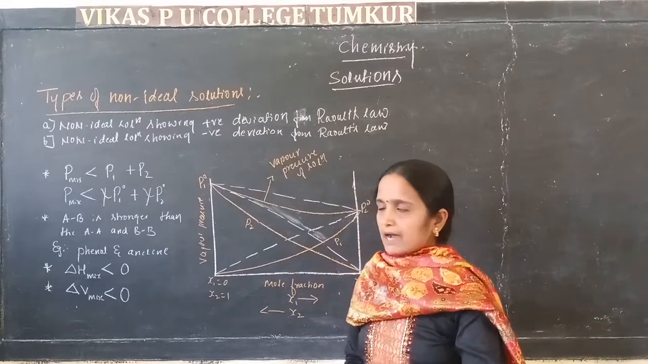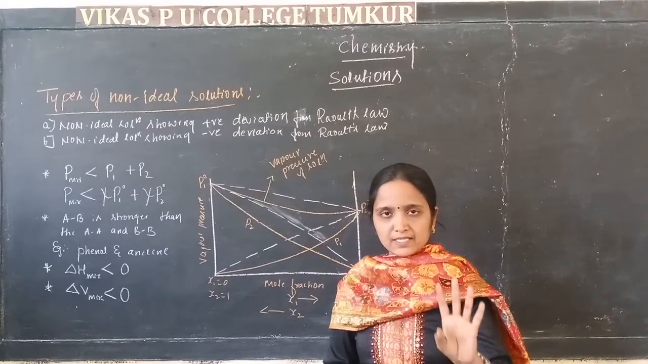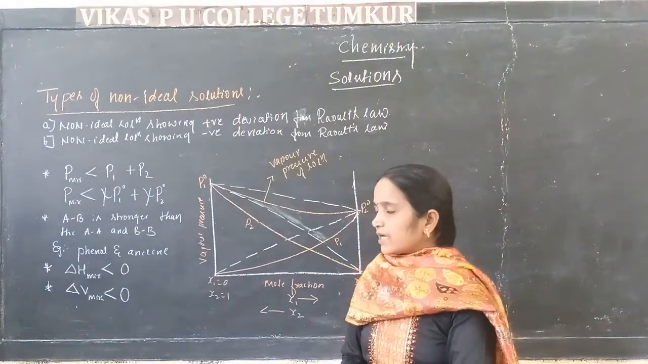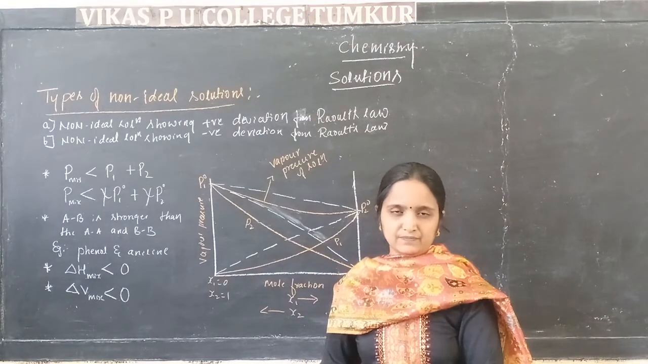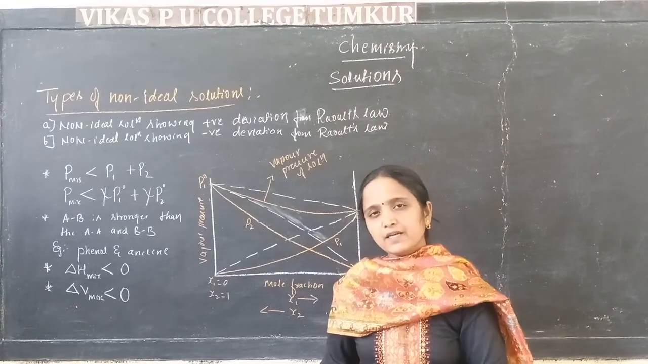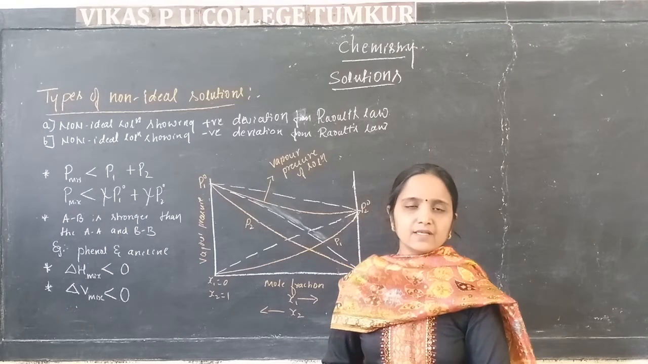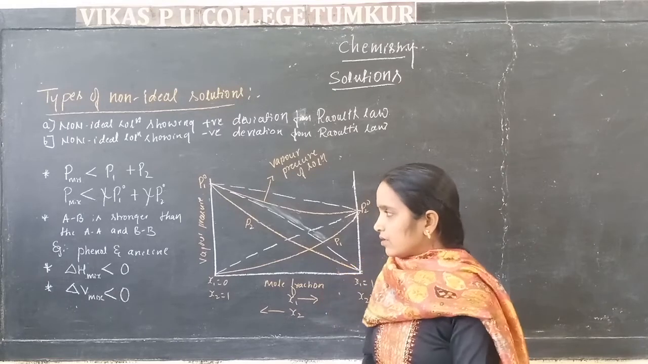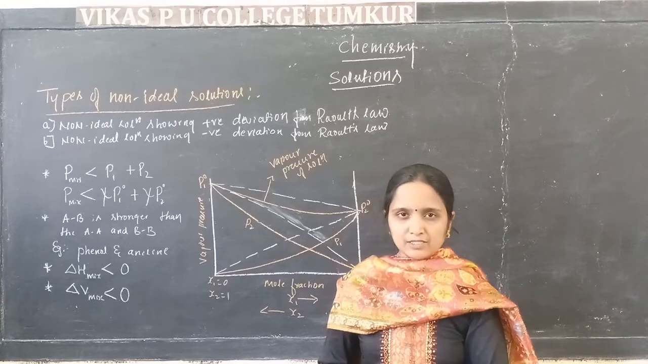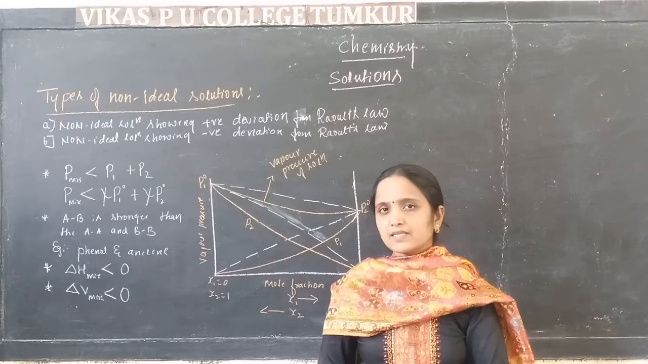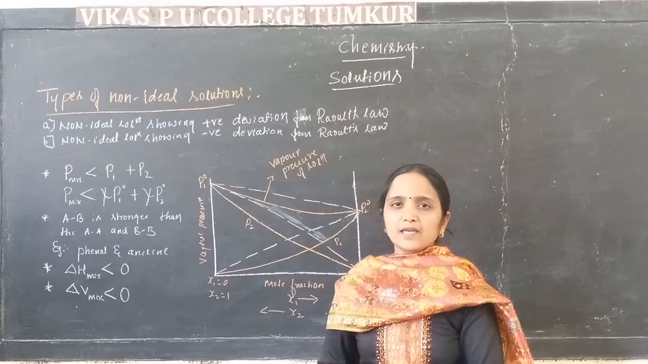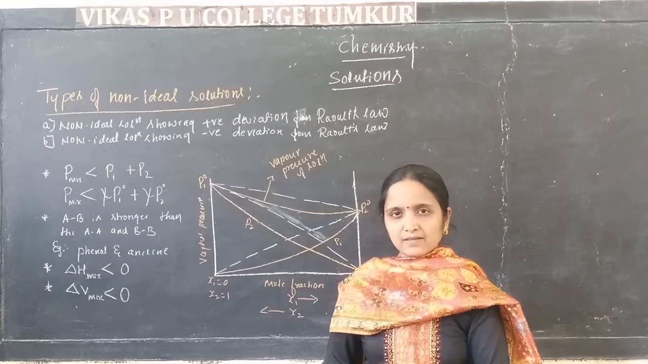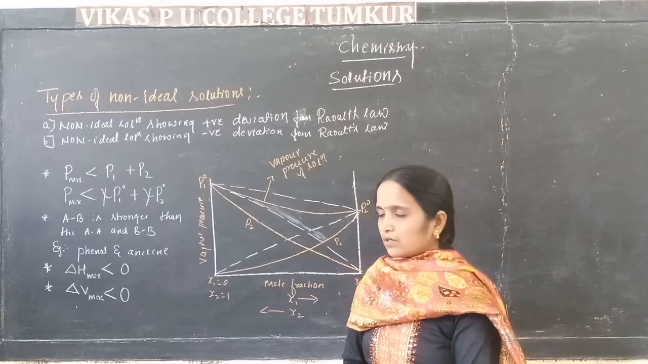These are the characteristics of non-ideal solutions showing negative deviation from Raoult's law. The four points you have to remember: the pressure is going to be less than the sum of the partial pressures of the components. Second, the A-B, that is solute-solvent, interactions are stronger than the solvent-solvent or solute-solute interactions. Third, the change in enthalpy is less than 0. Then the change in volume is less than 0.